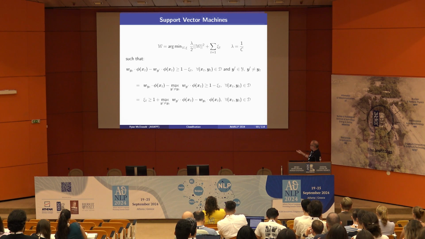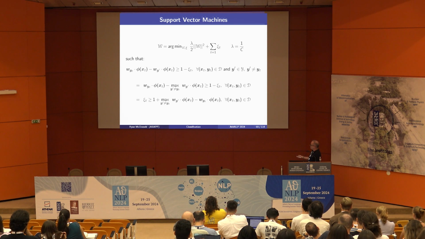What I'm going to then do is just rewrite things. This is just arranging things. I'm going to move C of t over and everything else to the end. So I'm going to say C of t has to be greater than or equal to 1 plus the score of the incorrect label, the max incorrect label, minus the score of the true label. So that's just rewriting, an equivalence.